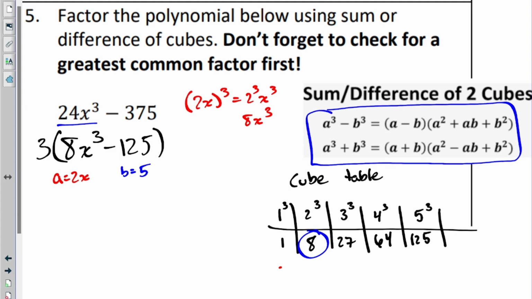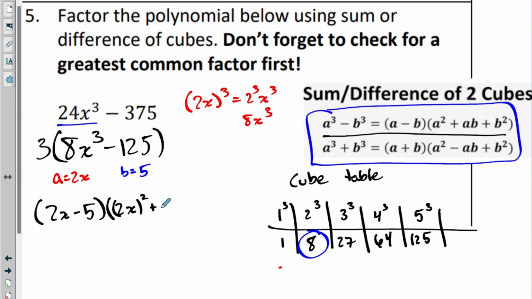So then I have my a and b, and let's look at our difference of cubes, because these are minus. We're going to use this top one. This is equal to 2x minus 5 times a squared, that's 2x quantity squared, got to be careful with that, plus a times b, that's 2x times 5, plus 5 squared.